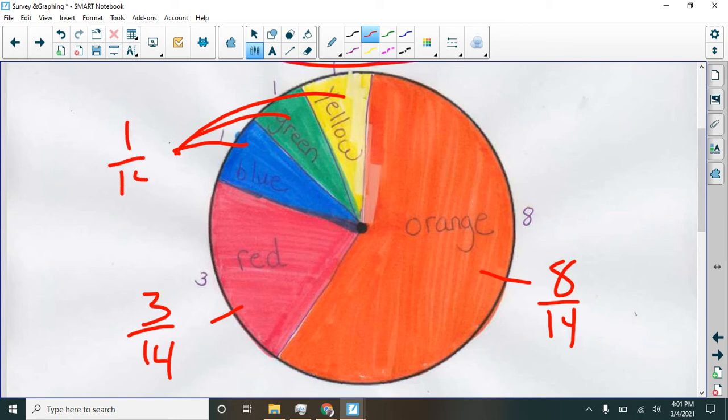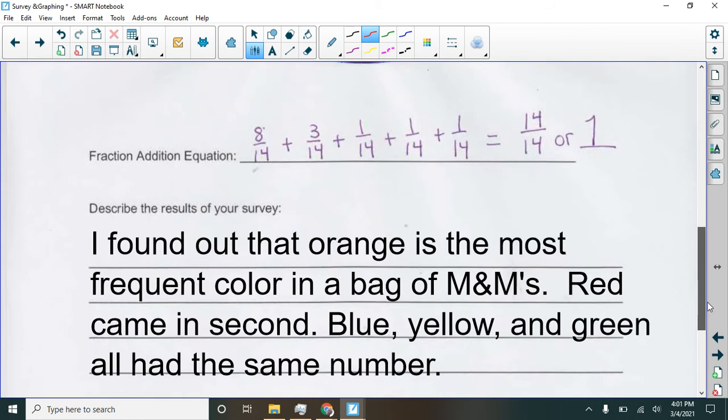1/14. Now, is it exactly perfect? Probably not, but it's pretty close. Okay, we just kind of did some estimating, right? In fact, it looks really close, right? This is a little bit more than half because 7/14 would be half. Okay, so this is our graph, and then we described our results.